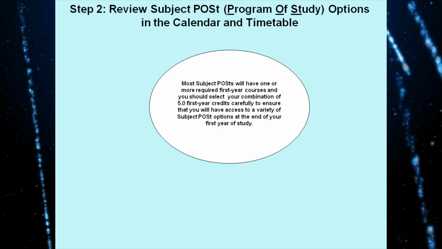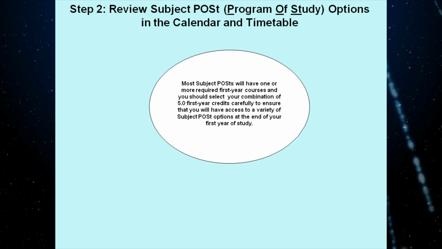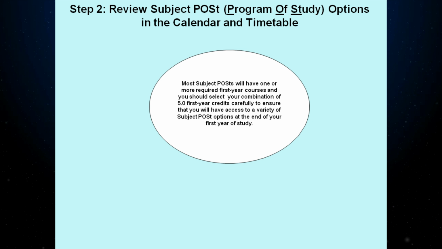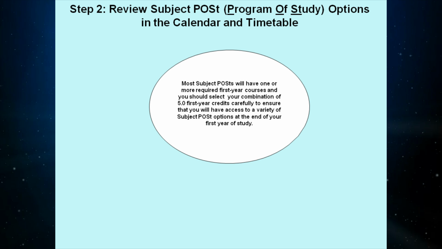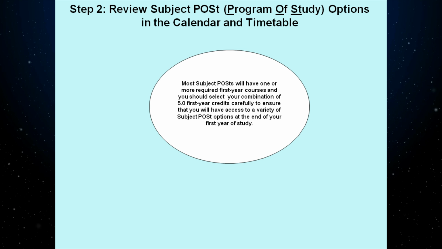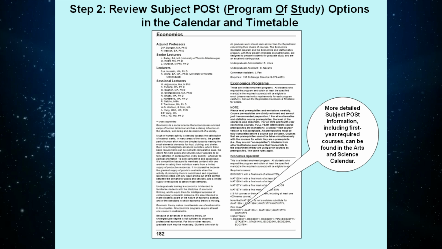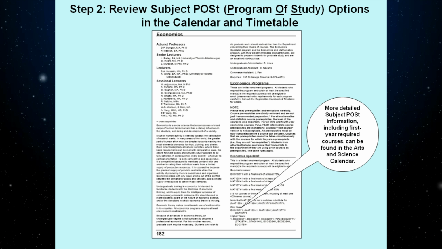Most subject posts will have one or more required first-year courses, and you should select your combination of 5.0 first-year credits carefully to ensure that you will have access to a variety of subject post options at the end of your first year of study. More detailed subject post information, including first-year required courses, can be found in the Arts and Science calendar.